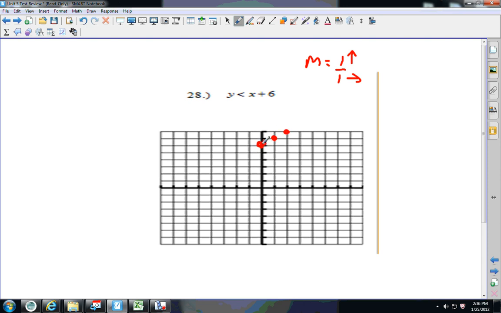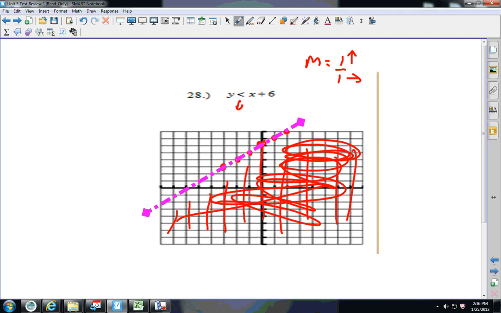I can also go backwards. Down 1 to the left 1. In this case, it says less than, so it's going to be a dashed line. Now I need to figure out where to shade. It is less than. That means to go down. So I go to my line and I shade below. So all of this below my line is shaded and is my solution.